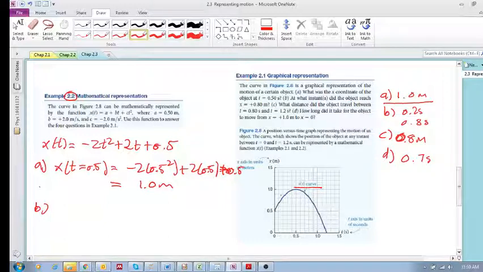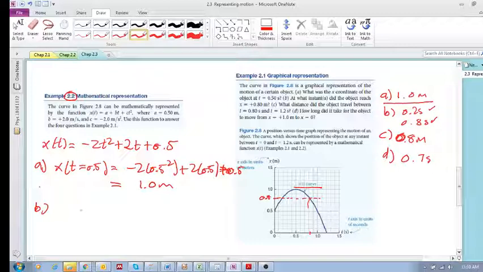Okay? Now, B. At what instant did the object reach x equals 0.8 meters? Okay, so on the graph, here's 0.8. So if you recall, you can see it cuts it at two times, somewhere around here, 0.2 roughly, and roughly 0.8. So roughly at 0.2 and 0.8, that's what we got for our graphical one.